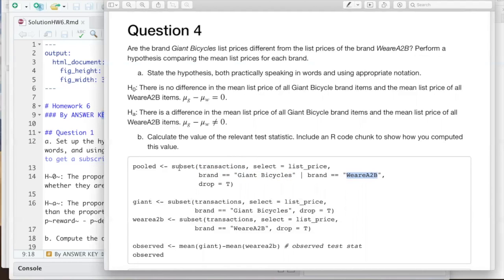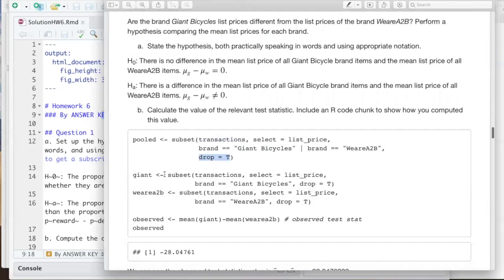So I can use this subset function to go into that data set transactions, pull off just the variable list price for observations that have brand equal to Giant Bicycles. This vertical bar is or in R. So this is saying that have a brand equal to Giant Bicycles or a brand equal to We Are A2B. And then we want this vector that we create, pooled, to just be a data vector and not be a table. So the drop T means we're not going to have any header. It's just going to be a vector of values.